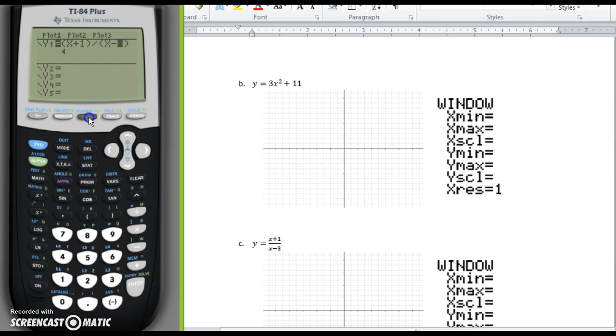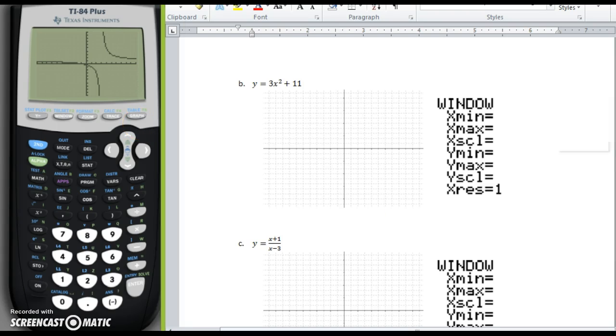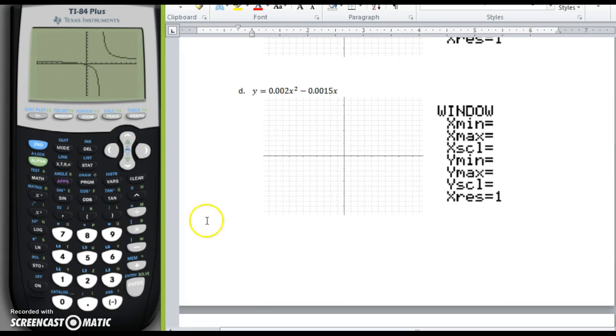I'm just going to do a zoom 6 to see what I get. Okay, that's a good graph. So the window on that should just go from -10 to 10 in both directions. So I copy that down. There's no need to change that because that's a good looking graph right there. I can see all the important features. All right, let's move down to the next one.